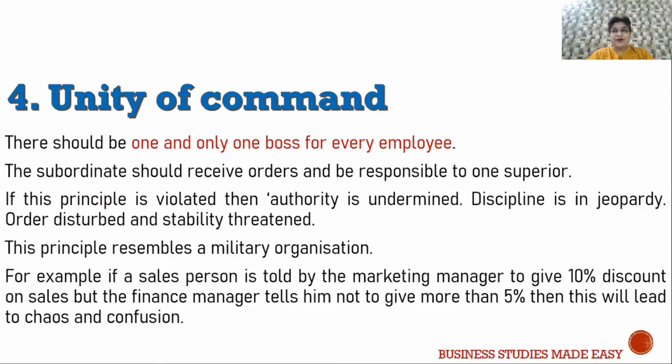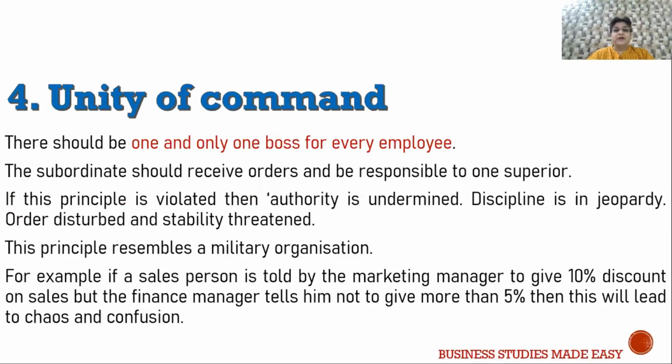Then comes unity of command. Unity of command says that one subordinate should have only one boss. If one subordinate has got more than one boss, then it will lead to chaos and confusion. And it is not vice versa. One superior can have more than one subordinate.